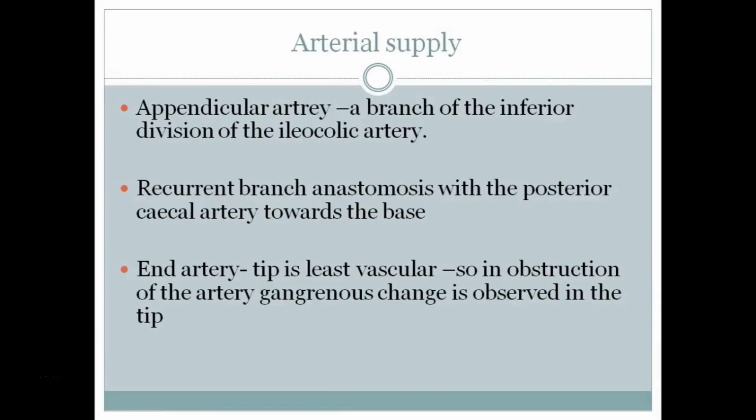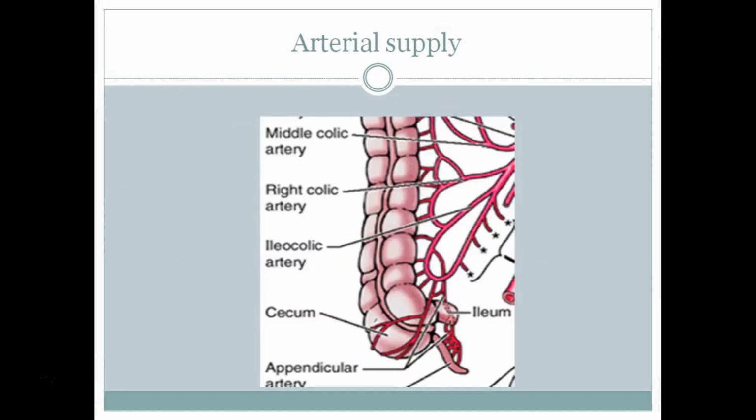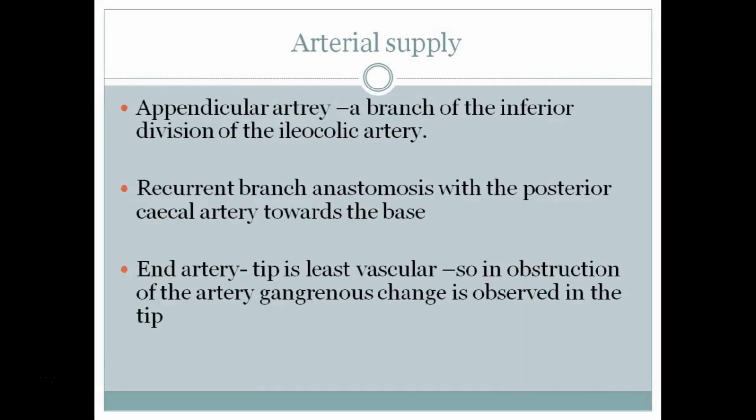Arterial supply: we have the appendicular artery, which is a branch of the inferior division of the ileocolic artery, and a recurrent branch anastomoses with the posterior cecal artery towards the base. All the branches are end arteries, and the tip is least vascular. So in obstruction of the artery, gangrenous change will happen immediately in the tip of the appendix. So this is how the arterial supply is given. It is mainly from the inferior division of the ileocolic artery.